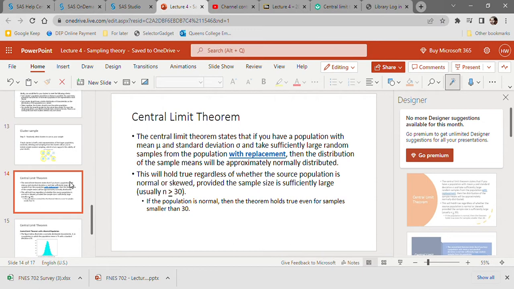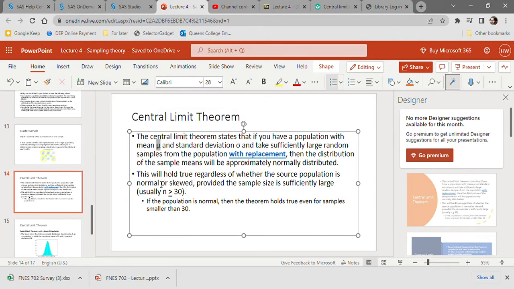The central limit theorem states that if you have a population with a mean and standard deviation, and by the way, this icon here that I just highlighted, that's mean, and this icon here is standard deviation. So pay attention to these notations, and take a sufficiently large random sample from the population with replacement, then the distribution of the sample means will approximate a normal distribution, right? So we kind of have a bell curve. That's the normal distribution, right? And I'll show you that in a second. But let's digest this right over here.